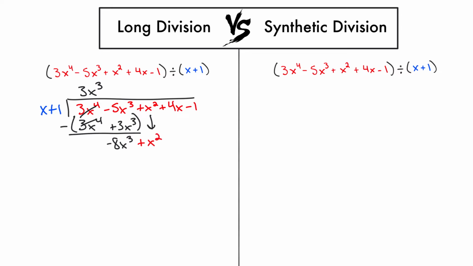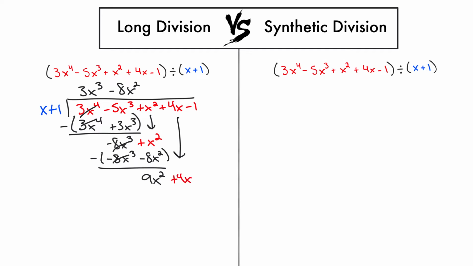Then I ask myself, what do I need to multiply x by in order to make it a negative 8x cubed? The answer is negative 8x squared. Negative 8x squared times x is negative 8x cubed. Negative 8x squared times 1 is minus 8x squared. Take that quantity, subtract, these eliminate, and you're left with a positive 9x squared. And then I bring down the next term, which is a positive 4x.